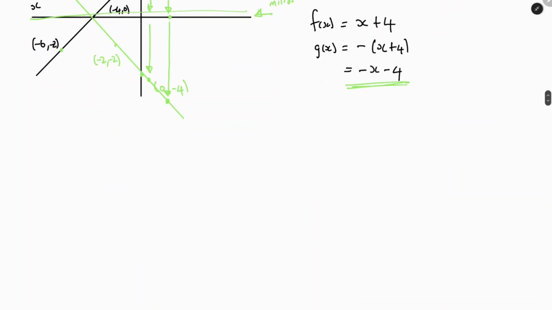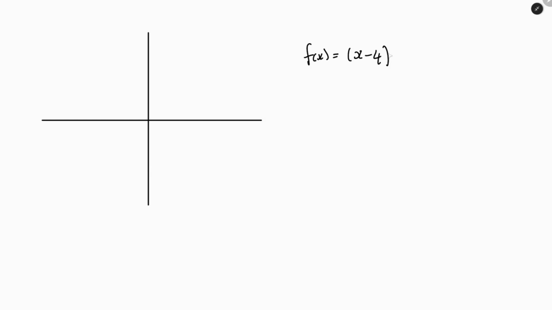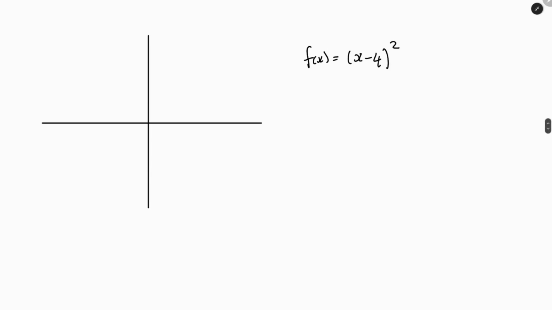Okay, let's do another example. Let's say we've got f of x is equal to the parabola (x minus 4) squared, which is going to look like this. We're going to have x is 4 will be a root, over there. And then it's going to look like this.